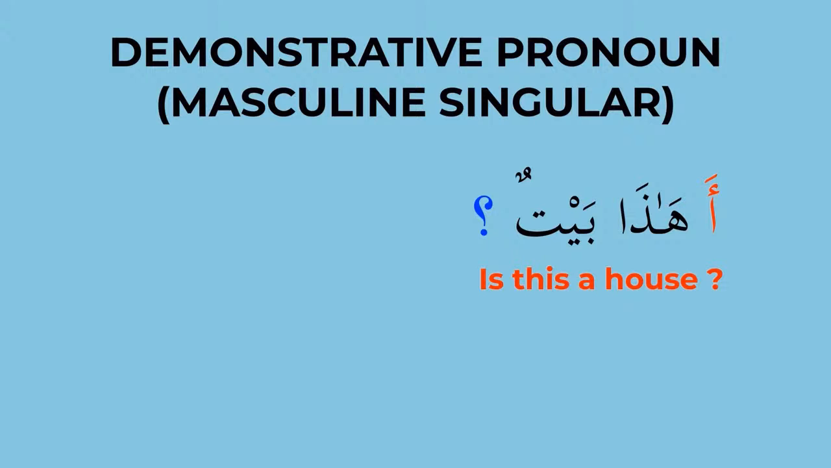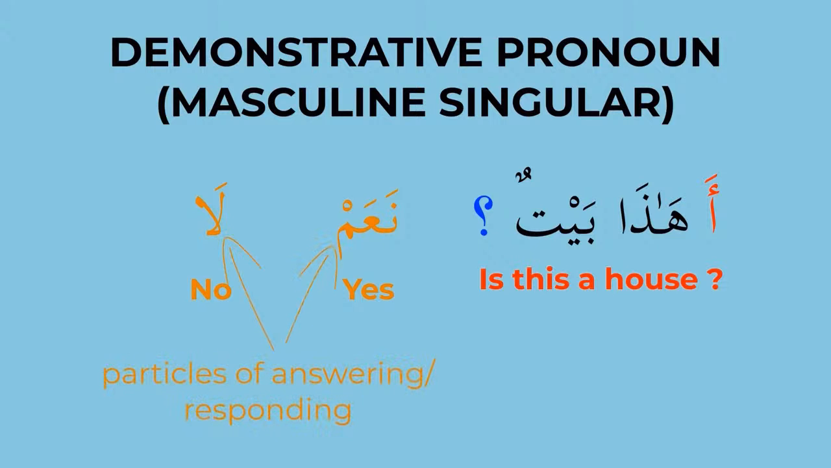Are you with me, brother? And what is the answer? Naam. Or if it is negation, you will say la. Okay, brother, what are naam and la? Are they nouns? Are they verbs? It's a harf. Harfu jawab, a particle of answering. And what is la? Harfu jawab also. This is also a particle.